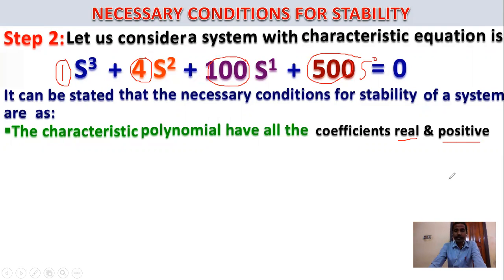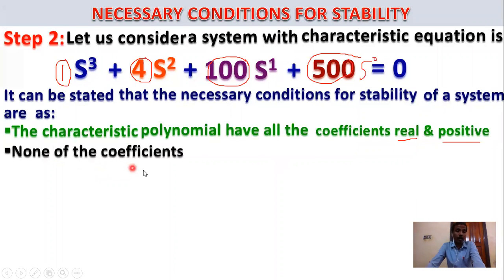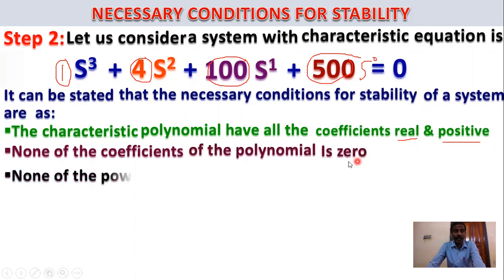So first condition satisfied. Then next condition, none of the coefficients of the polynomial is 0. In this case, s cube coefficients, s square coefficients, and s to the power 1 coefficients and s to the power 0 coefficients of the polynomial not 0. That means none of the coefficients of the polynomial is 0. Then next point, this is also satisfied.